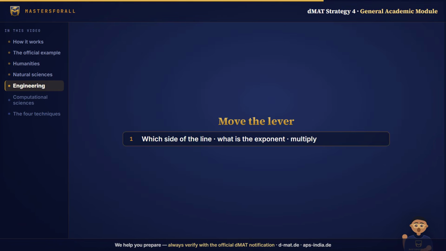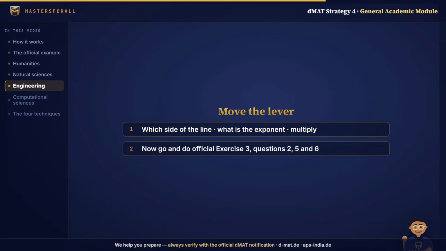5 questions with a formula in every one, and I do not think you calculated a single deflection. Which side of the line is it on? What is the exponent? Multiply the factors. That whole method survives without a pen. Go back to official exercise 3 afterwards and do questions 2, 5, and 6 with it. All 3 will take 90 seconds.